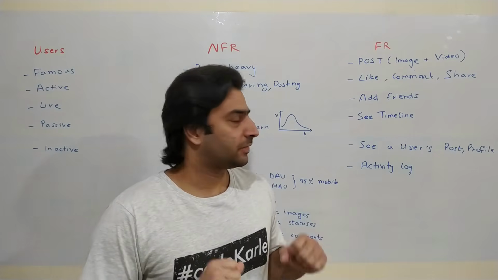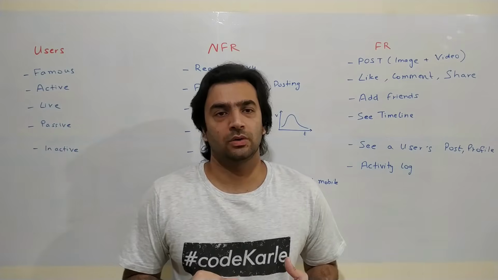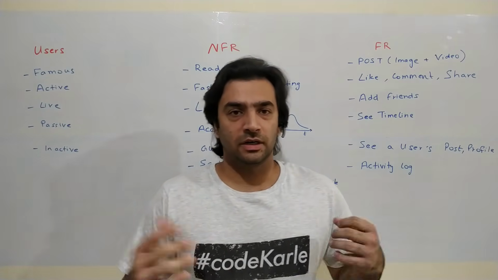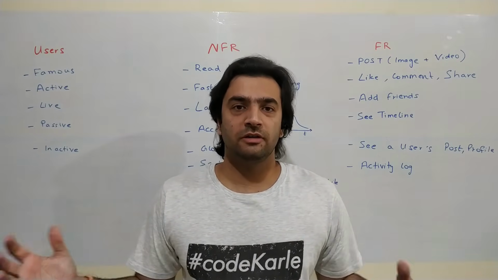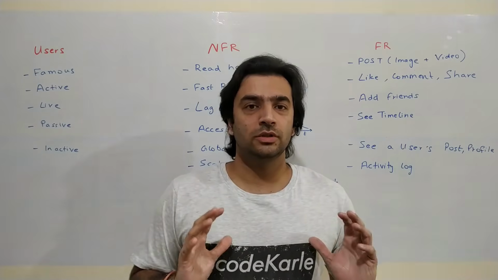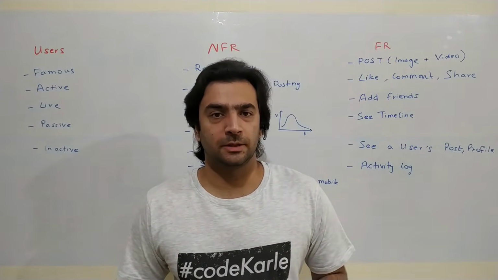The next thing is the user should be able to see a timeline. The timeline is something wherein, let's say I have 100 friends. All the 100 friends could have posted whatever they wanted to, and I would see all of that data in my timeline. So that's the timeline functionality.